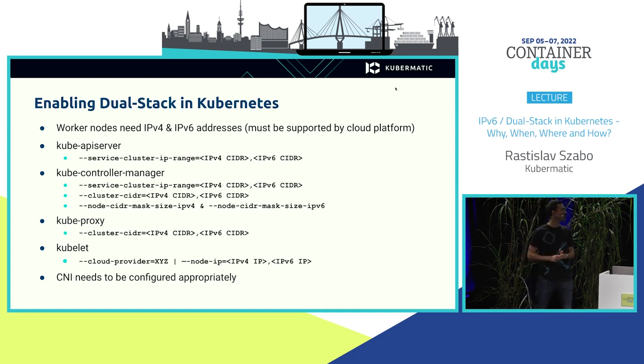And in kubelet, you either need to use a cloud provider. In that case, the cloud controller manager would take care of handling the IP addresses for worker nodes, or you need to specify node IPs, both IPv4 and IPv6, manually if you are doing it on your own.